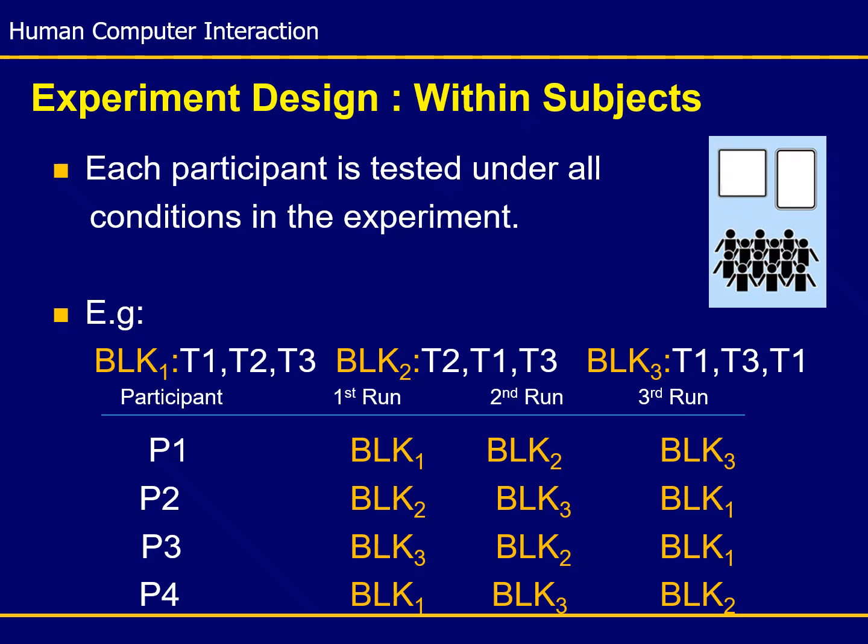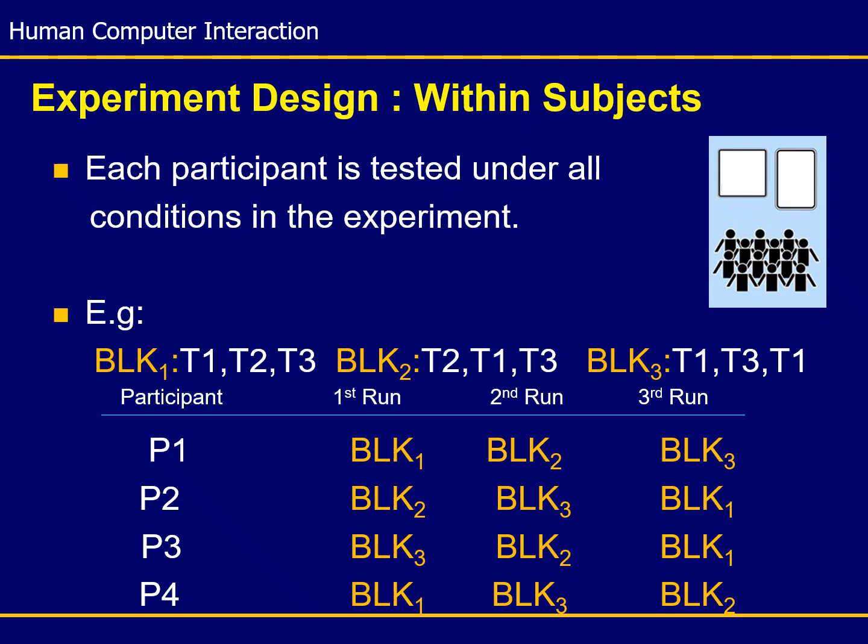The next thing we need to decide is how we actually administer the blocks or the trials to the participants. Specifically, it's really the trials that are of concern. We have 2 popular designs. The first one is called within subjects. In the within subject design, all participants will do all the trials. That's why it says here each participant is tested under all conditions in the experiment.